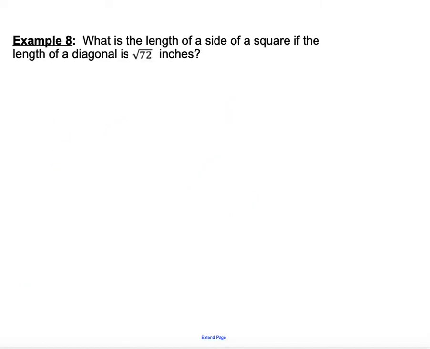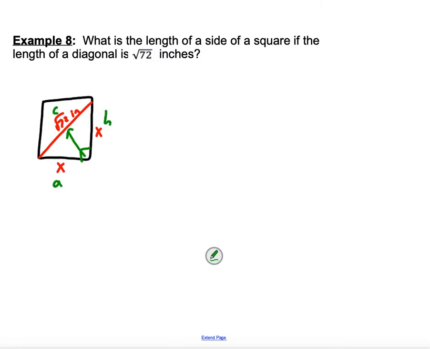All right, another square. What is the length of a side of a square if the length of the diagonal is the square root of 72 inches? All right, this time they gave us the diagonal. And we don't have the lengths of the side of the square. Here's my 90-degree angle. Straight across from that is C. So here's my A and here's my B.